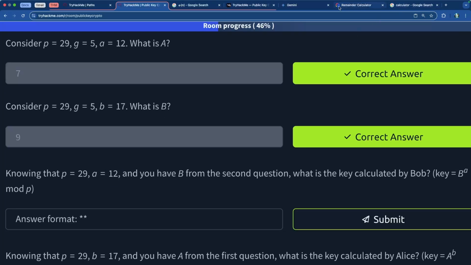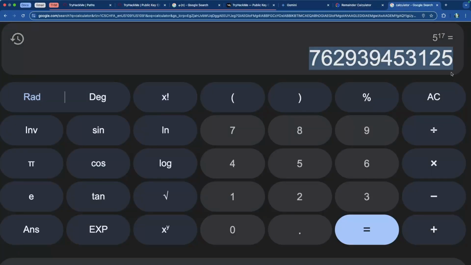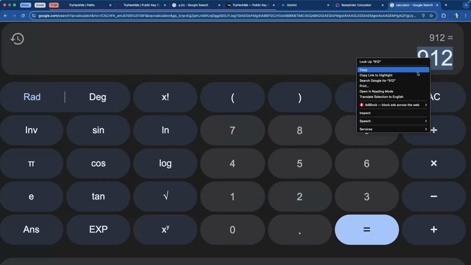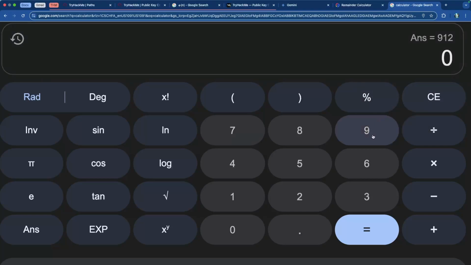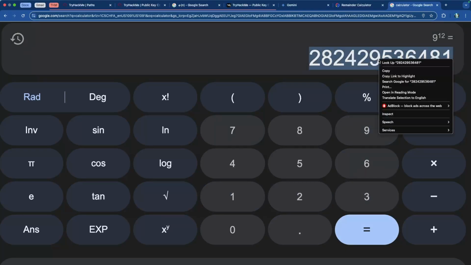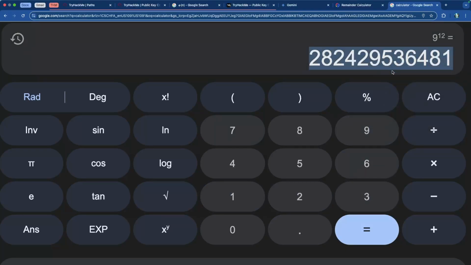So let's see if we can actually find that. We'll go here and then we'll do 9 to the power of 12. Is that right? 9 to the power of 12 is... no, that can't be right. 9 to the power of 12. There you go. I was like, that can't be right. Okay, there we go. So copy that now.